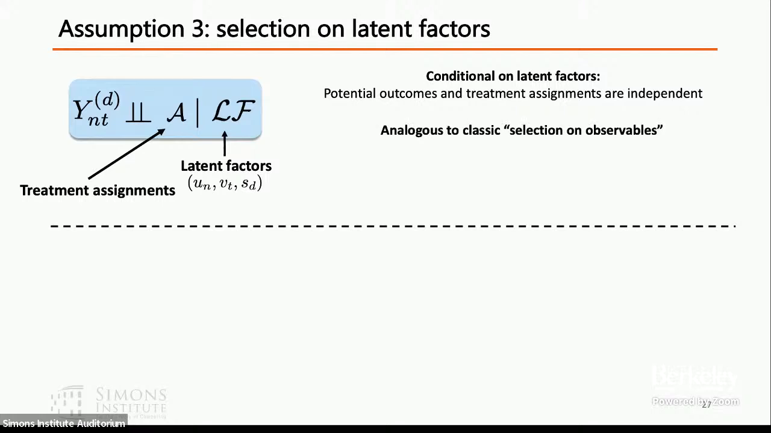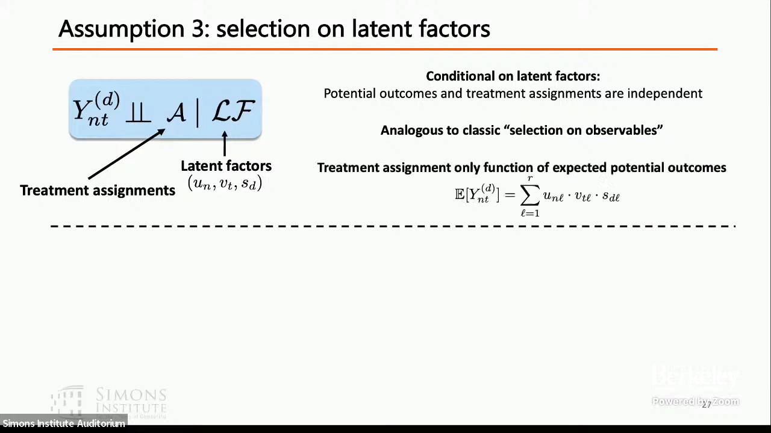So this could be thought of as analogous to the classic selection on observables, where now on the right-hand side would be observed covariates rather than latent factors. This is the type of assumption that's also been made earlier by Athey et al. in their 2018 paper and by Callaway et al., I believe, in the 2019 paper. Another way of interpreting it is that the latent factors define the expected potential outcomes. So your treatment assignment can only be a function of expected potential outcomes, not observed outcomes. So this would allow, for example, adaptive treatment assignment. If you looked at previous outcomes, saw them, and then decided treatment assignment, this identification argument would break down.